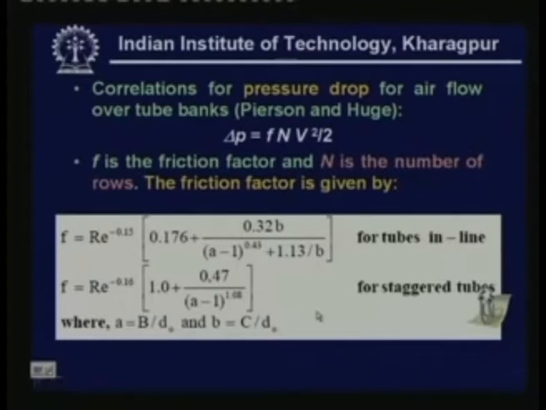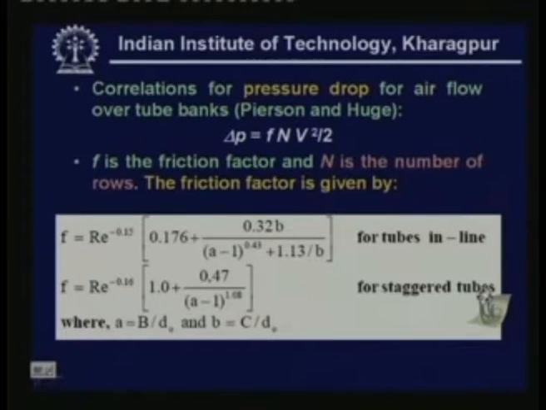And correlations for pressure drop for airflow over tube banks. Okay, we have seen the pressure drop correlation for fin surfaces. So now the pressure drop correlation for tube banks is given by this expression. It is suggested by Pearson and Hughes, and here delta P is given by F n V square by 2, where F is the friction factor and N is the number of rows. Okay, so you can see that the pressure drop depends upon the number of rows.